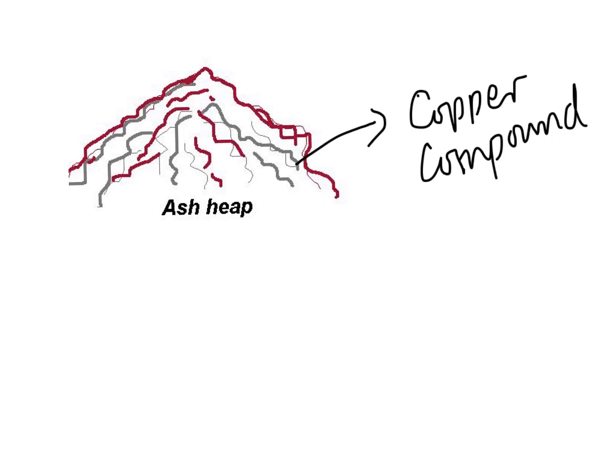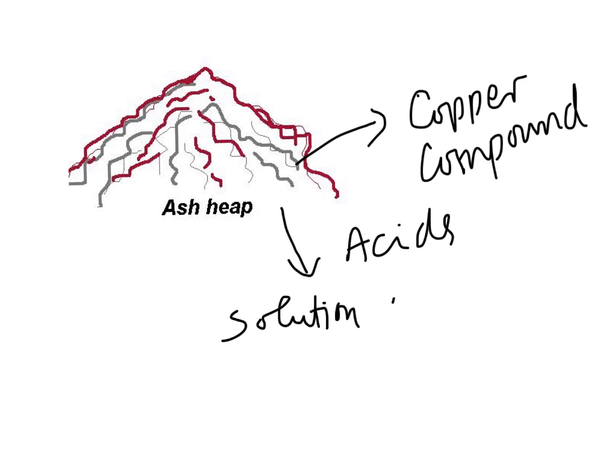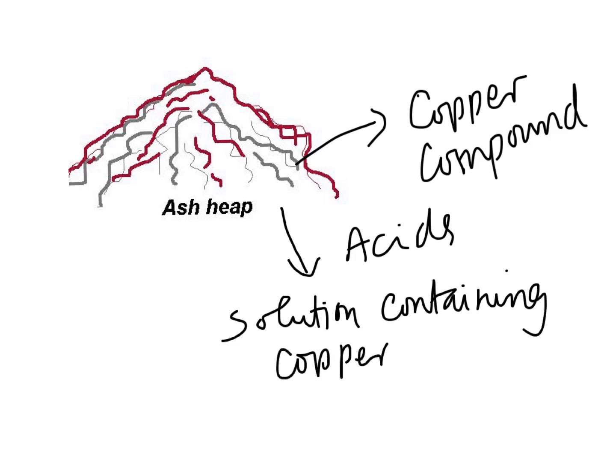The next thing is to dissolve this in acids normally. Then you get solutions containing copper compounds. So far, we grow the plants on the low grade ore, burn them, and get the ash heap, and dissolve it in acids to get the solution containing copper compounds.